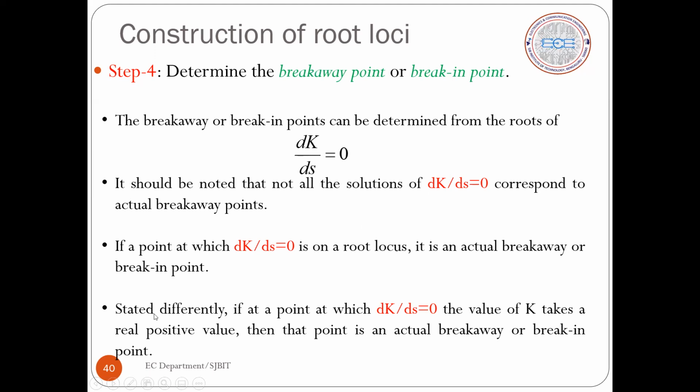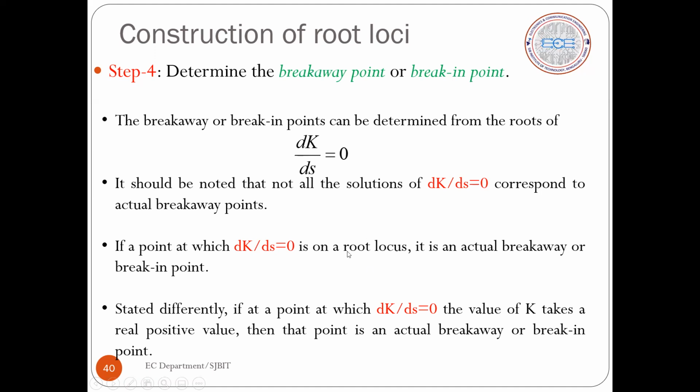Or else it can be stated differently. If at a point at which dk/ds = 0, the value of k takes a real positive value, then the point is an actual breakaway or break-in point. What is that alternate path? Once you find the roots, you have to identify the corresponding value of k. If that k is a real positive value, then it is a valid breakaway point. Otherwise, it is an invalid breakaway point.